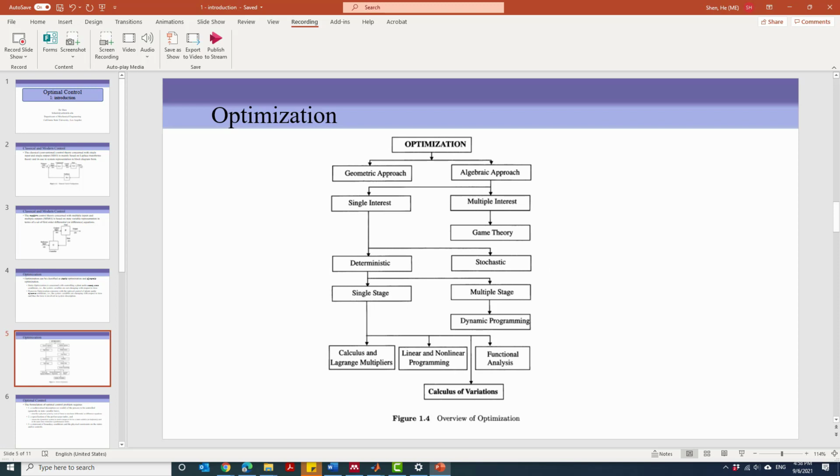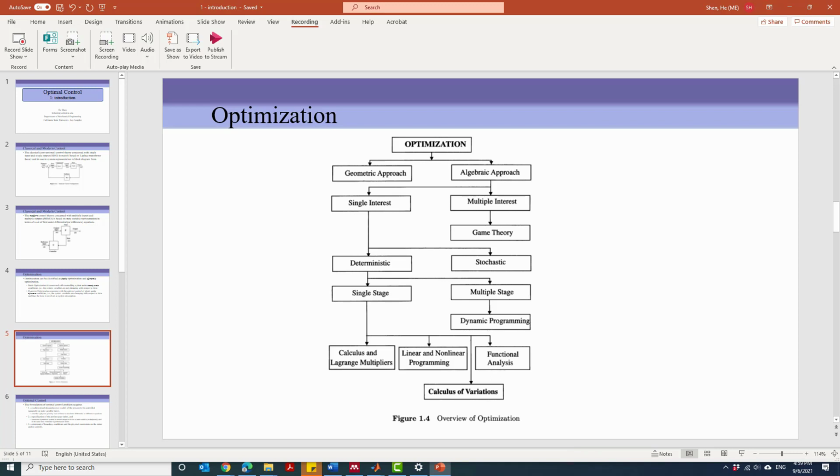This figure provides an overview of an optimization algorithm and their relationships. So under optimization, there are generally 2 types of approaches. One is a geometric approach, the other one is an algebraic approach. The algebraic approach can also be decomposed into 2 groups, the single interest and the multiple interest. The game theory is normally used to deal with a problem that has multiple inputs. And for single interest problems, it can also be decomposed into 2 branches. One is deterministic, the other one is stochastic.